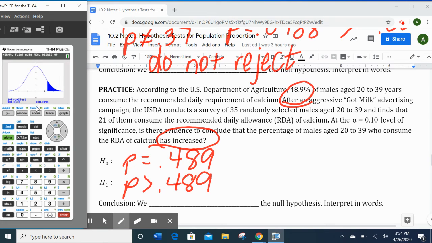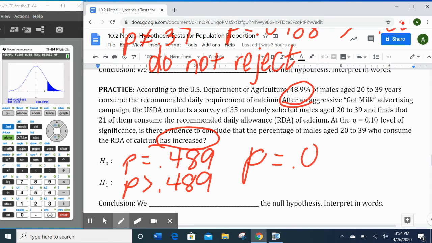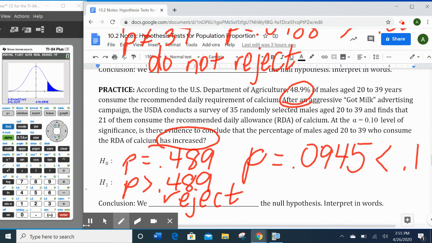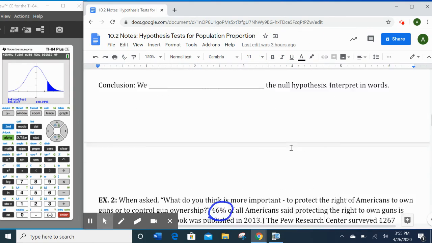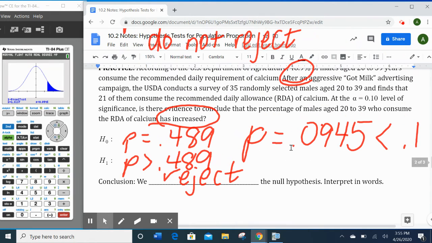I get the same, it'll tell me the p-value in this case is 0.0945, which, how does that compare to 0.1? It is less than, which means we reject the null hypothesis. So rejecting the null hypothesis, interpreted into words, means to accept the alternative. So there is enough evidence to conclude that the proportion of males 20 to 39 who consume the recommended dose of calcium has increased.